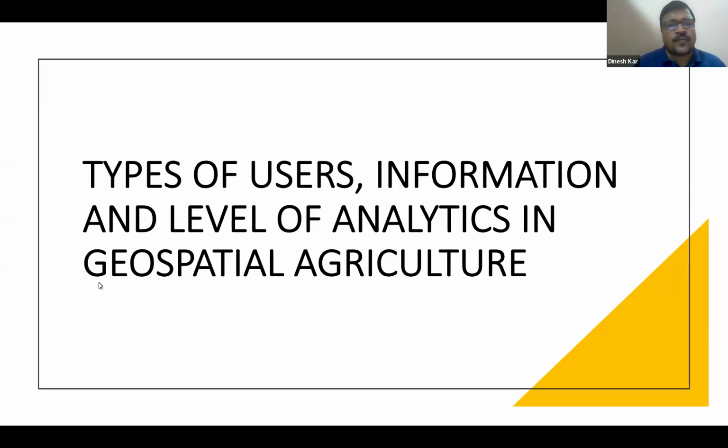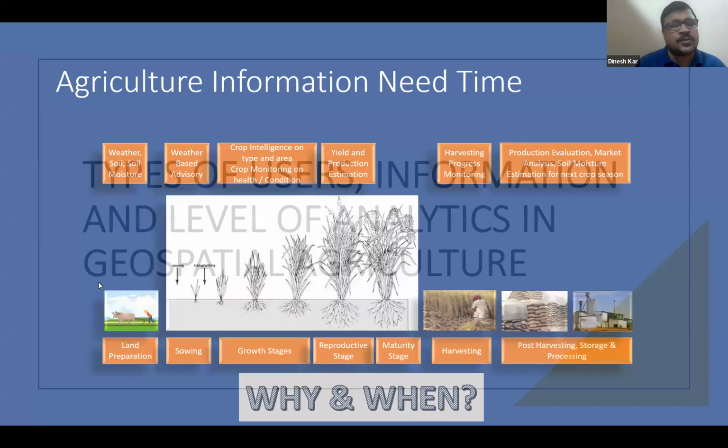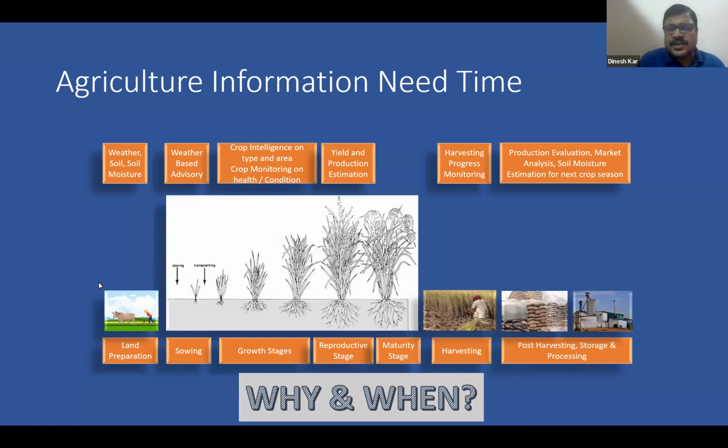Now coming to the different types of users and how and when they are using it. You can see here, at every stage of the crop, right from land preparation, sowing, growth stage, reproductive stage, maturity stage, harvesting, post harvest, some information is required, whether it is weather related information or soil moisture. At the growth stage, you need crop intelligence data, you need production data. So every time you need some data.